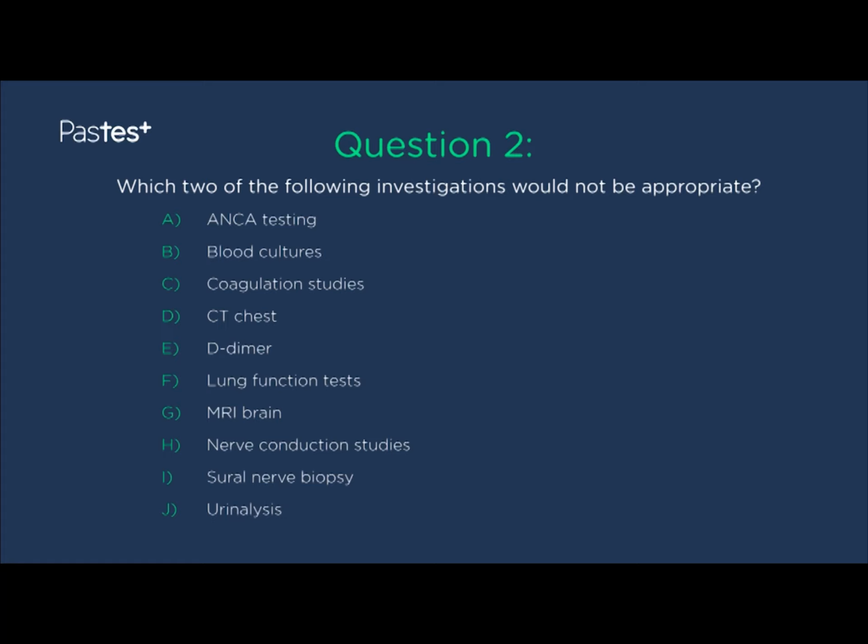Okay, so is this going to catch us out anywhere? ANCA testing, blood cultures, coagulation studies, CT chest, D-dimer, lung function tests, MRI brain, nerve conduction studies, sural nerve biopsy, urinalysis. Have a think about these. Put your money on which two you wouldn't do.